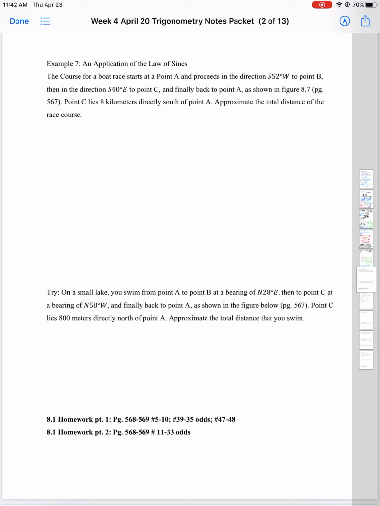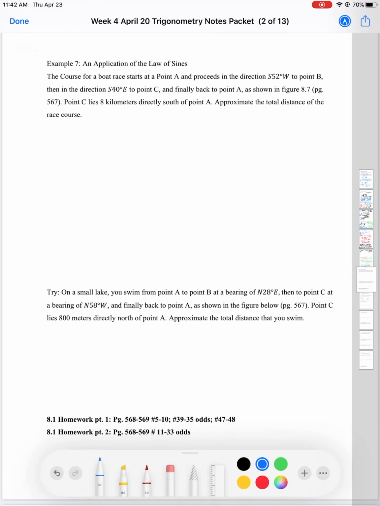The course for a boat race starts at a point A and proceeds in the direction south 52 degrees west to point B. There's a picture on page 567, but I'm going to draw it here. So we start at point A. And we go south 52 degrees west. So we're going southwest, about like this way, let's just say, to B.